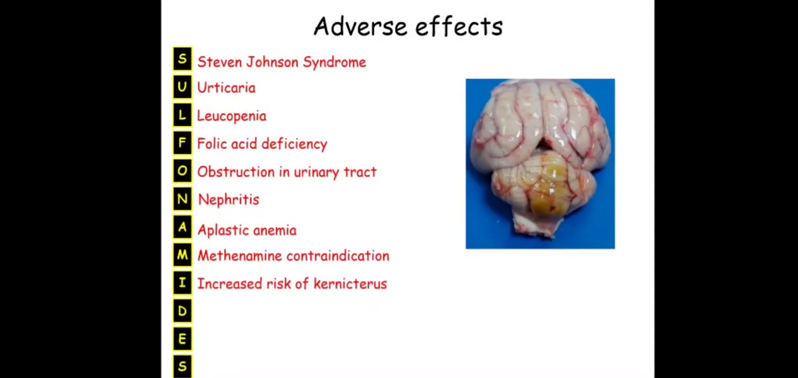I is for increased risk of kernicterus. Okay, so kernicterus may be precipitated in newborns, especially premature ones, whose blood-brain barrier is more permeable, by displacement of bilirubin from plasma protein binding sites. Okay, so you can see on the brain that the yellow color is bilirubin occurring in premature kids.